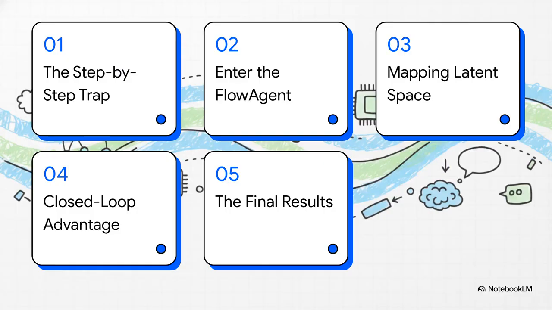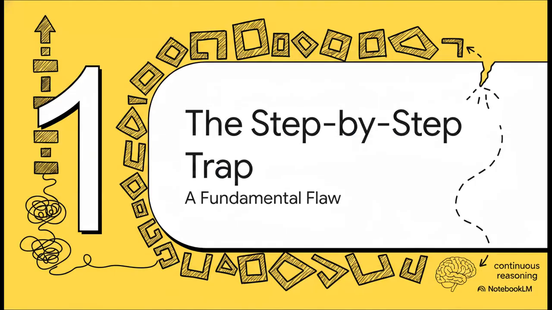Well, to answer that, we're going to take a structured journey through the source material today. First, we'll examine the step-by-step trap. Then, we'll enter the FlowAgent framework itself. From there, we'll map the latent space, unpack the closed-loop advantage, and finally, look at the actual empirical results that prove its superiority. All right, part one, the step-by-step trap.